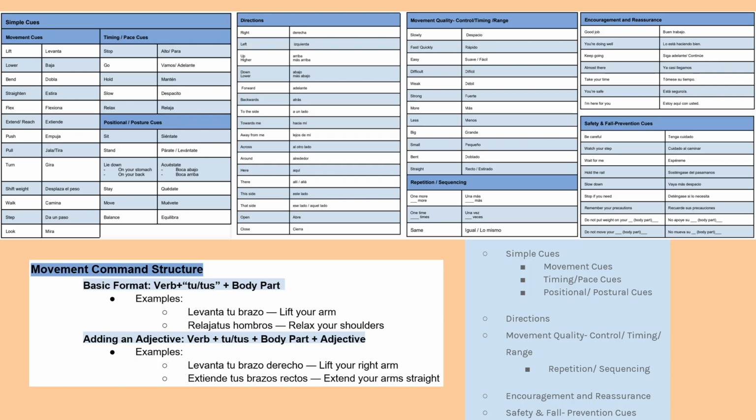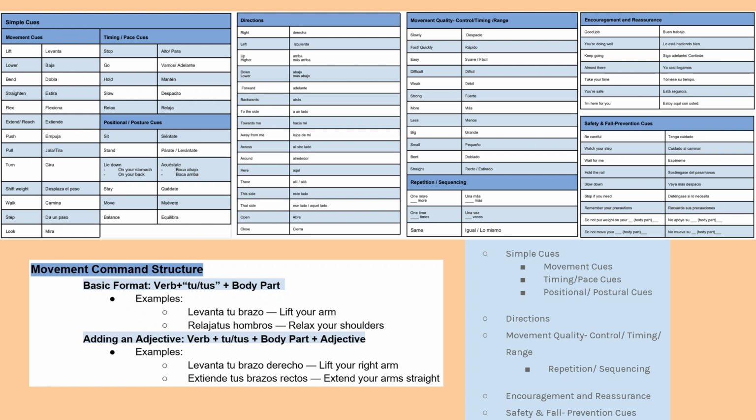It focuses on the types of cues we use every day as physical therapists. The categories included are simple cues for movement, timing and pace, positional and postural changes, directions, movement quality, repetition and sequencing, encouragement and reassurance, and safety and fall prevention cues. As physical therapists, much of what we do relies on verbal feedback and cueing. We are constantly guiding movement, correcting quality, adjusting timing, and ensuring safety, which is why I felt it was so important to include this section in my reference guide.